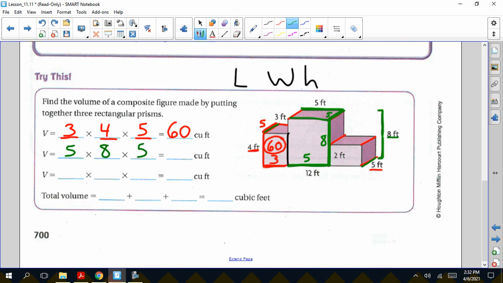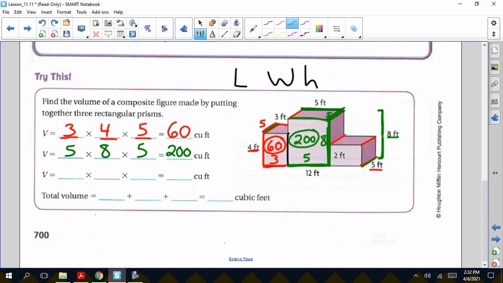5 times 8 is 40. 40 times the other 5 is 200. So the middle rectangular prism is 200 cubic feet. Again, length times width times height.